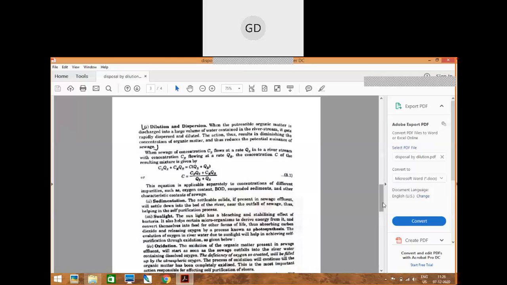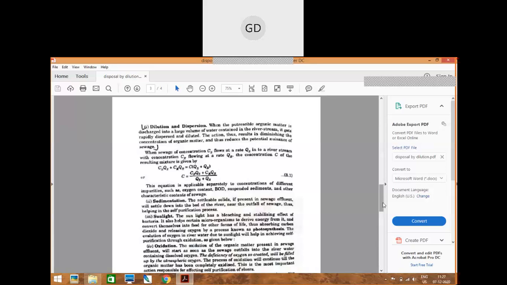Then another one is CR. What is CR? It is the river stream concentration. And what is QR? It is the river stream discharge rate. And then what is C? C is the concentration of the resulting mixture. So using this formula, we can find out the concentration of the mixture of the sewage and the water.